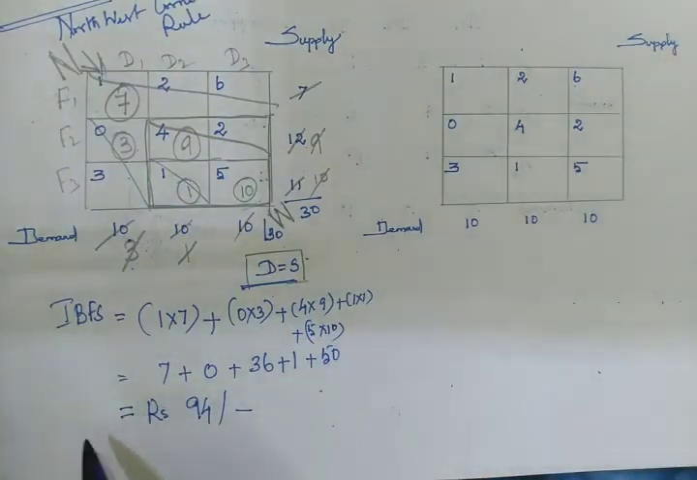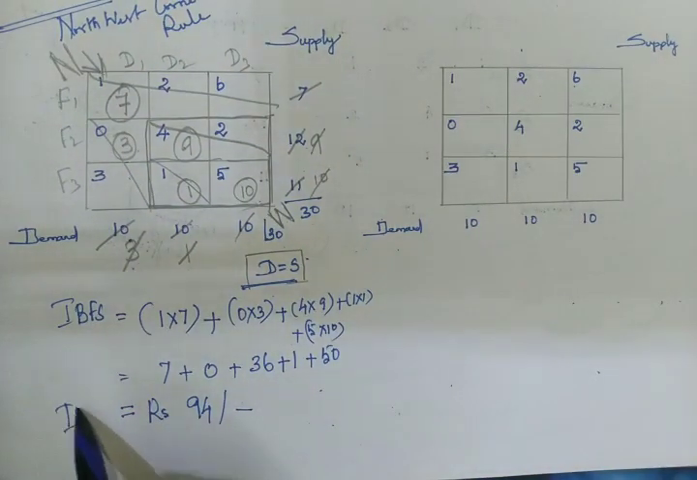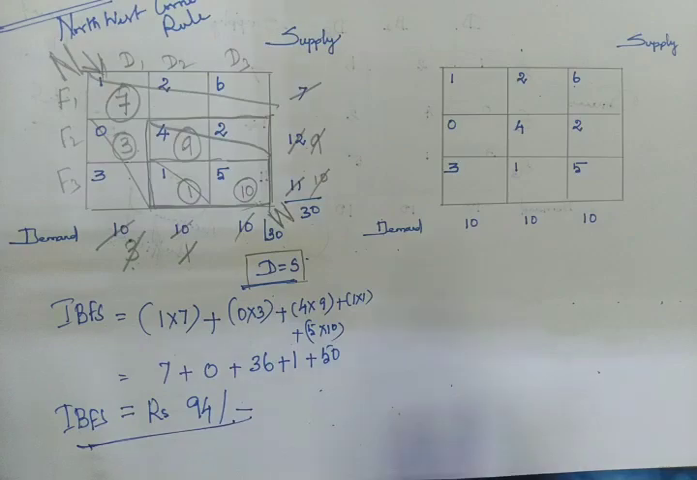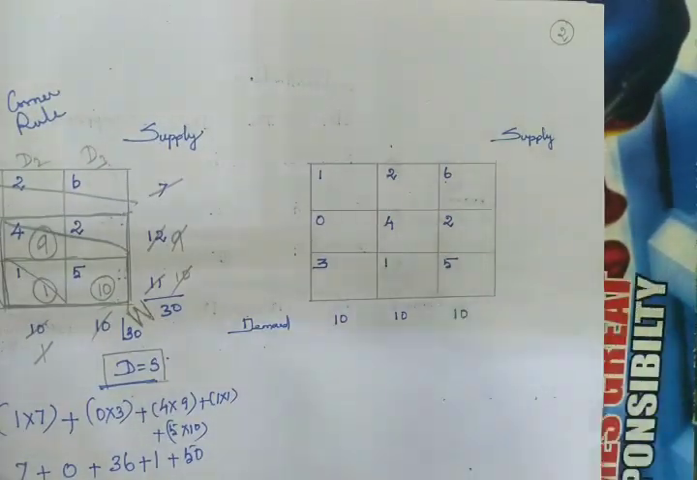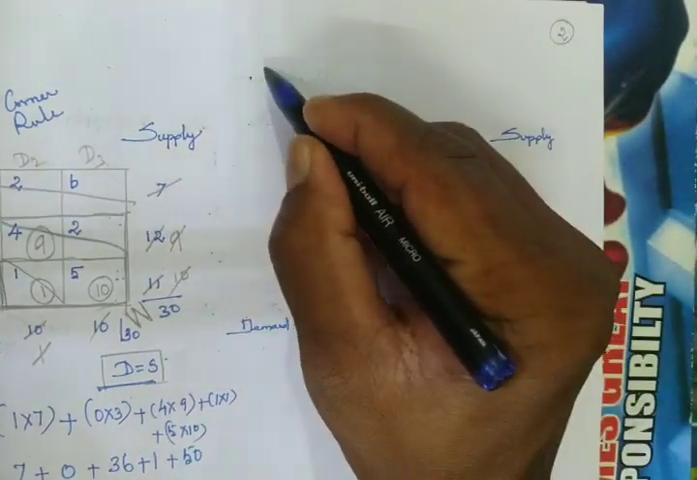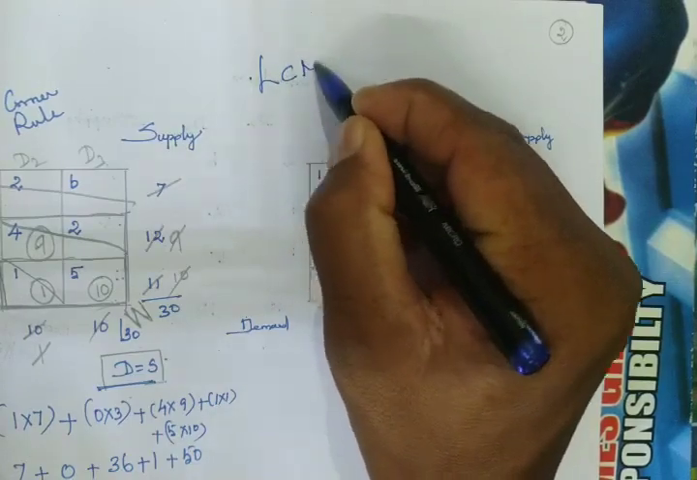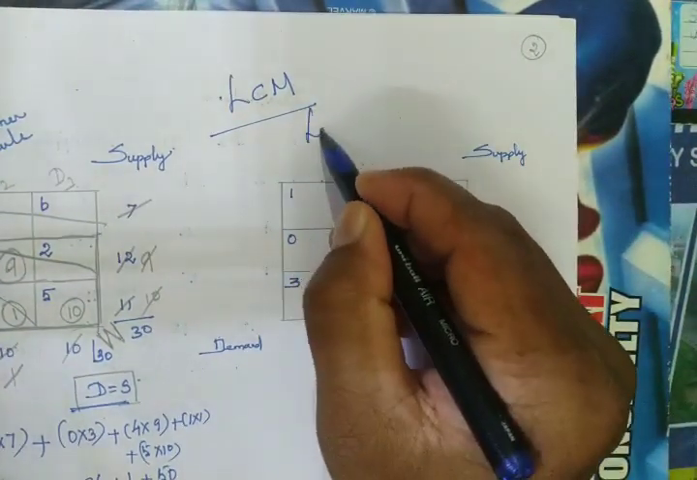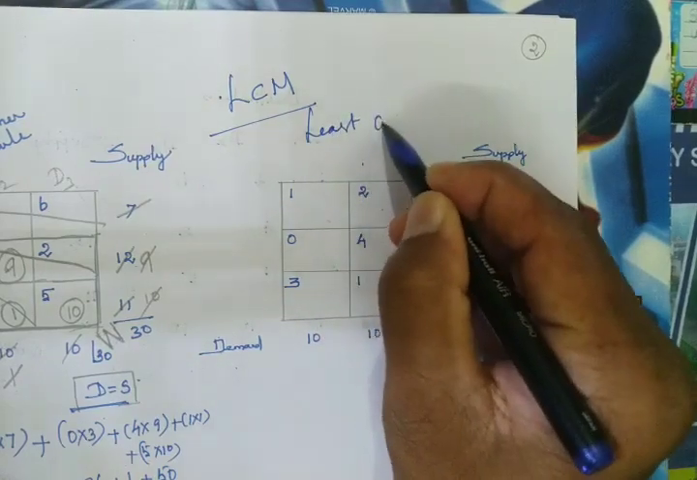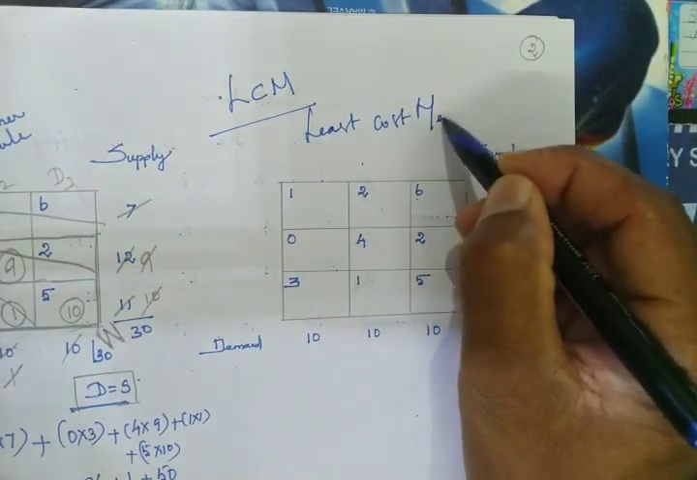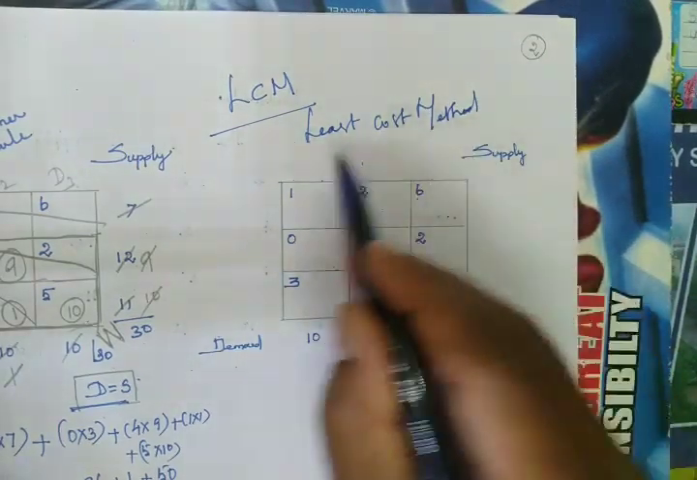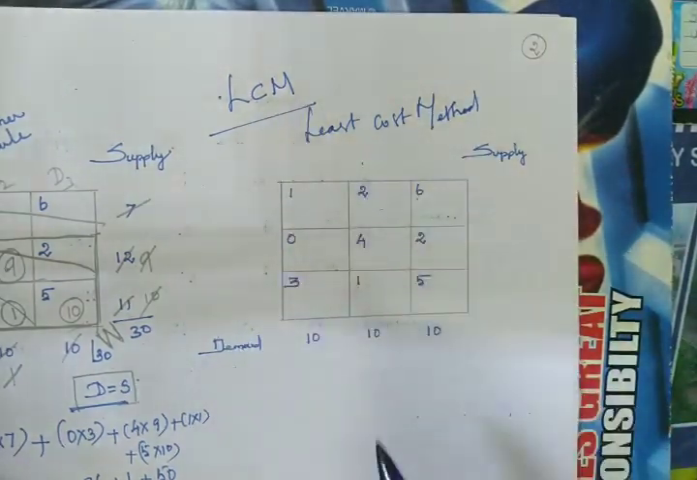Now see here, IBFS of northwest corner rule gives what? 94 rupees. Now I have taken the same problem. Now I am solving this one by LCM. LCM means, that indicates what? Least cost method. Least cost method, the first letter of each word, LCM.